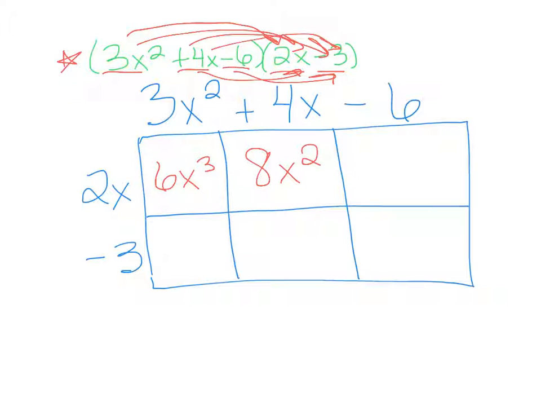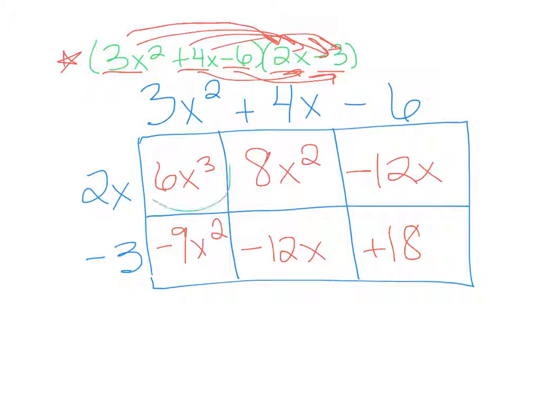2x times negative 6 is negative 12x. 3x squared times negative 3 is negative 9x squared. 4x times a negative 3 is negative 12x. And a negative 3 times a negative 6 is a positive 18.